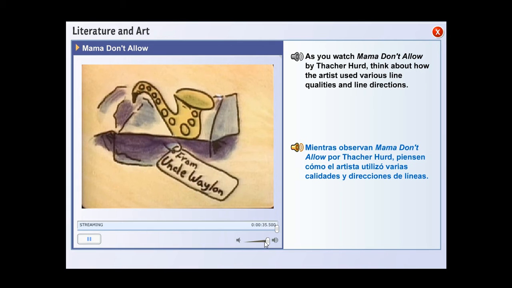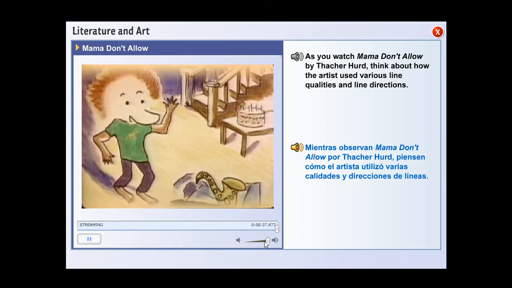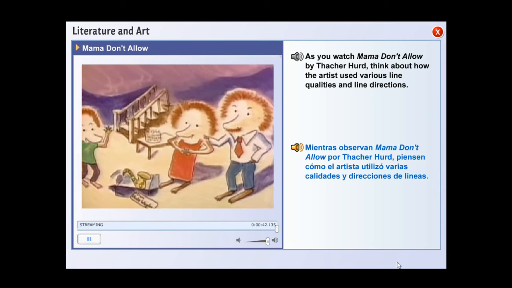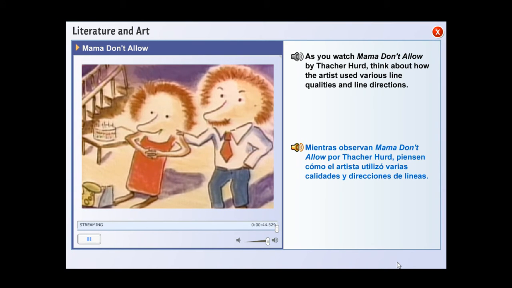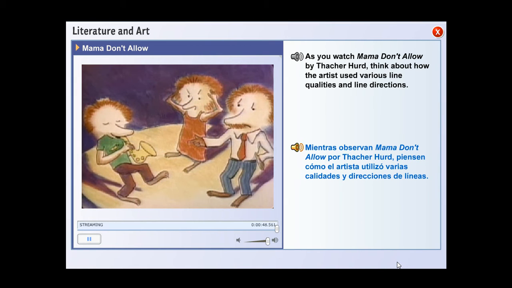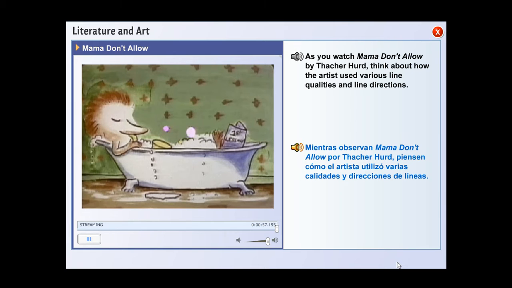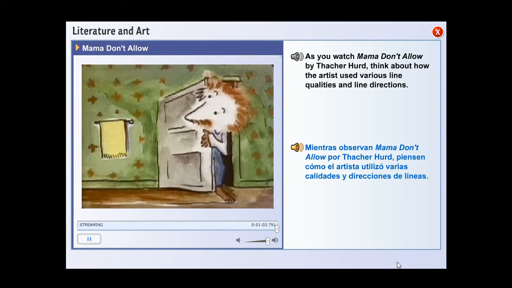Miles got a saxophone for his birthday. Wow! Oh, how nice. Oh, how awful. Keep it down, son. Miles practiced and practiced until his mama and papa couldn't stand it anymore.